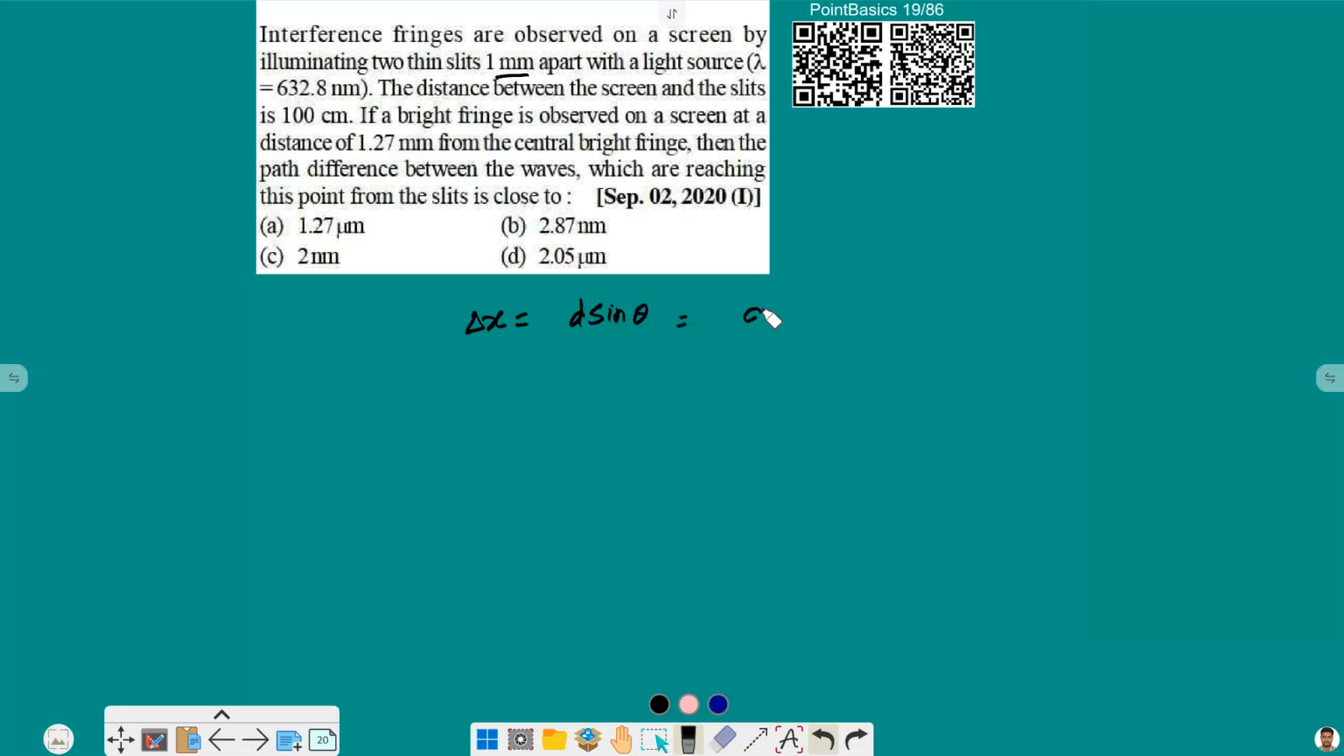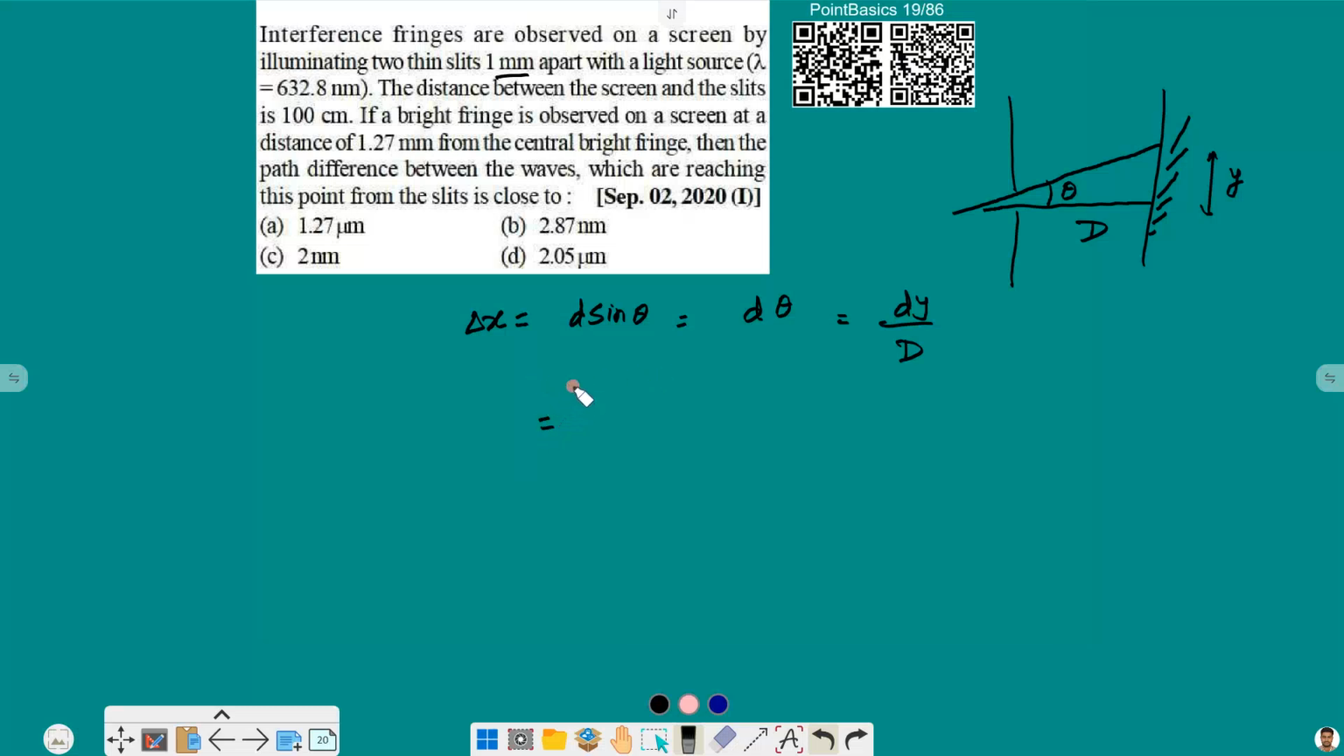Now assuming theta to be very small here, so this is basically d theta, and theta can be written as follows. Suppose this is the screen and this is the light traveling from the two slits. So if this is angle theta, then this is the displacement y from the central fringe, and this is the slit screen distance capital D. So theta will be y by D. So there will be d y by capital D.